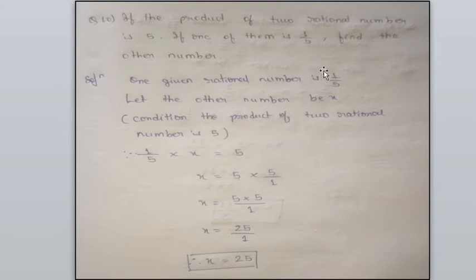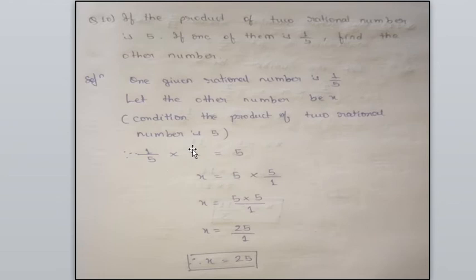One given rational number is 1 by 5 and another number we have to find out. So let the other number be x. What is the given condition in the question? The product of two rational numbers is 5, and product means multiplication. It means the multiplication of these two numbers is 5. So according to the condition, 1 by 5 into x equals 5.